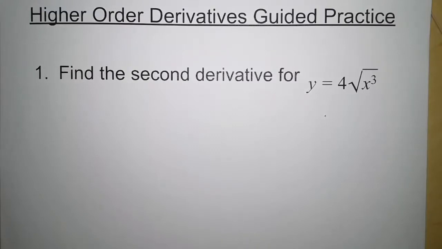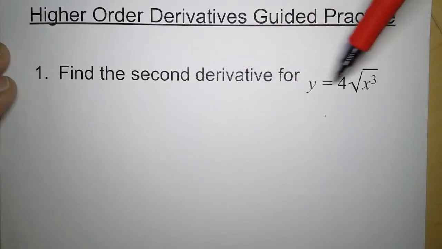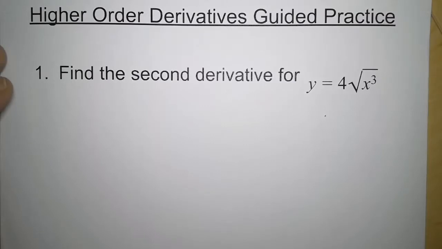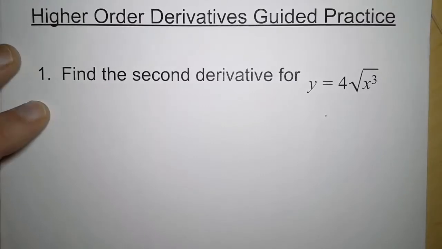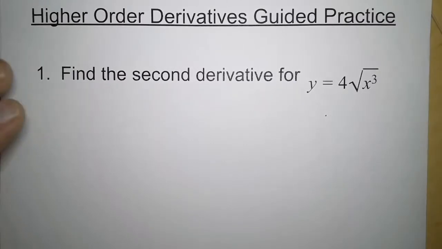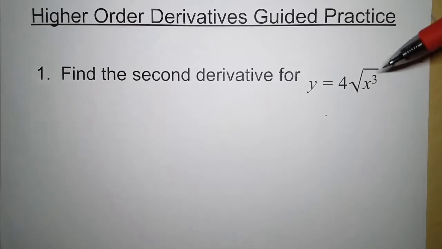So the idea of higher order derivatives is we're not just finding one derivative, we're finding several derivatives in a row. So here for this first one, we want to find the second derivative for y equals 4 square root of x cubed. Now before we find the first derivative, what we're going to do is rewrite this in exponential form.